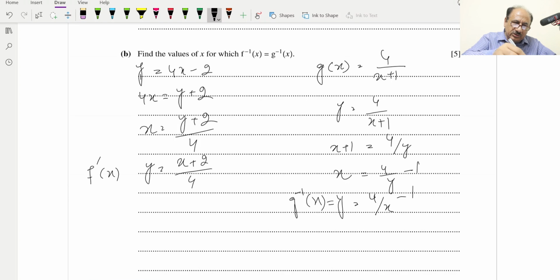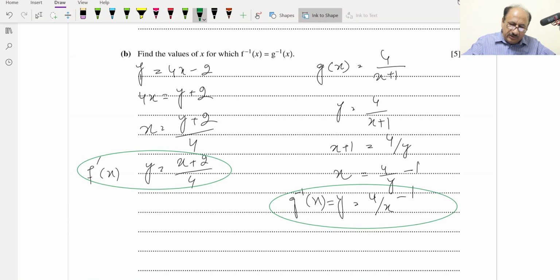After finding these two inverses, like for example this one and this one, we will equalize them, because they have provided this condition. So we can equalize them.